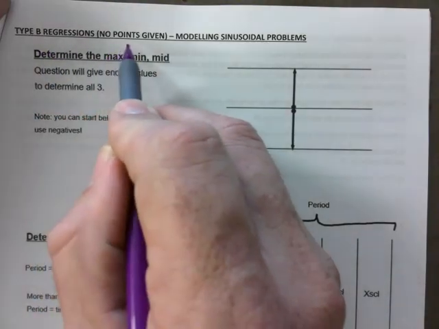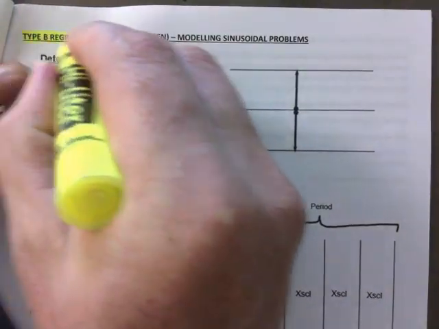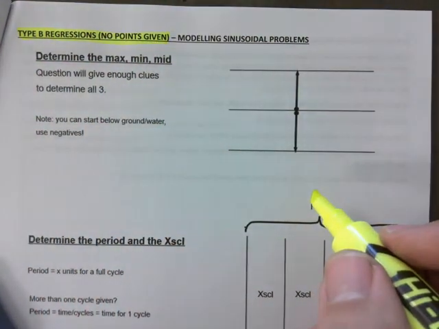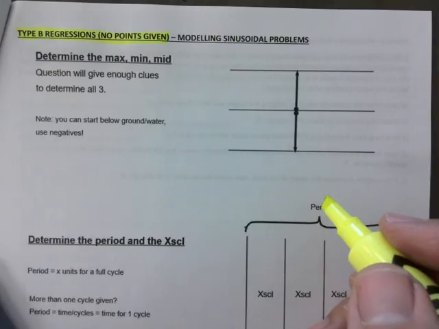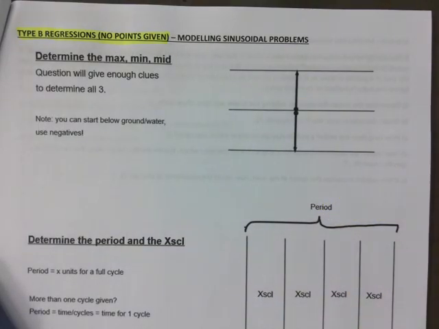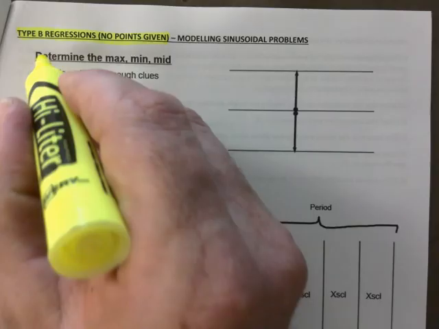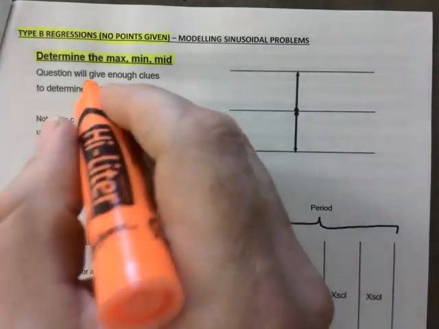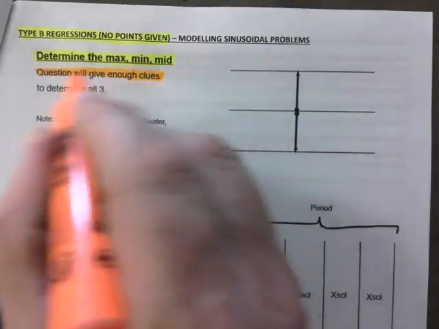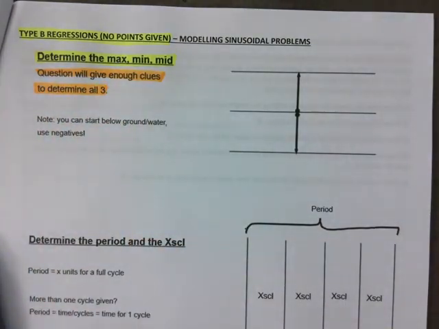Type B regressions, no points are given. The ones where they give you the points, I mean, come on, just type it in, go, right? But when they don't give you the points, that is trickier. So, in no particular order, you have to somehow, within the question, determine the max, the min, or the mid. The question will give clues to determine all three somehow.